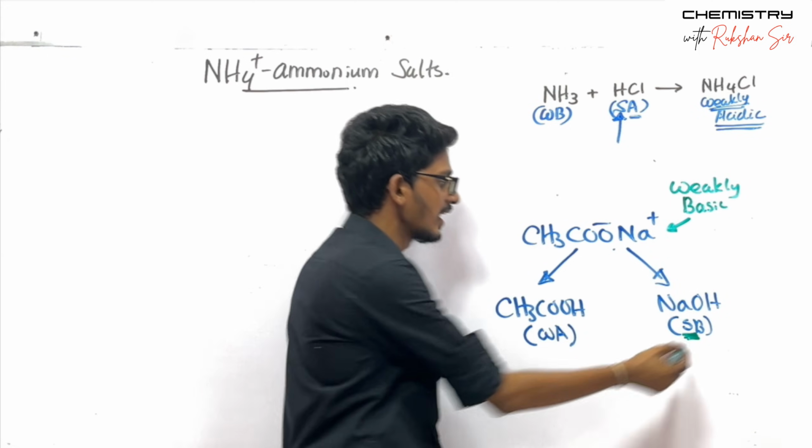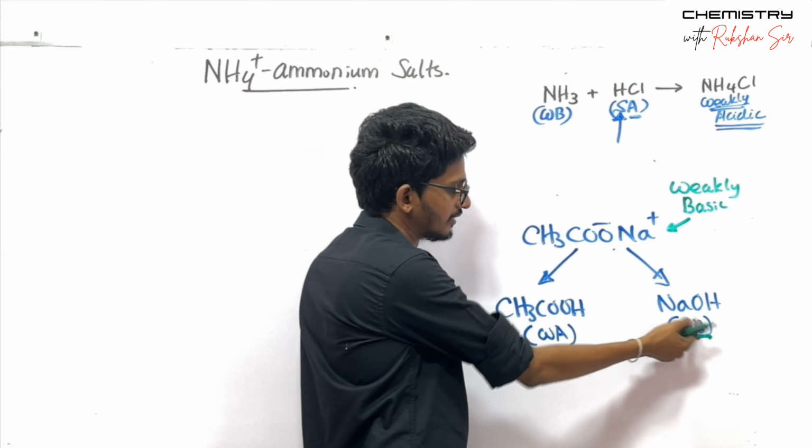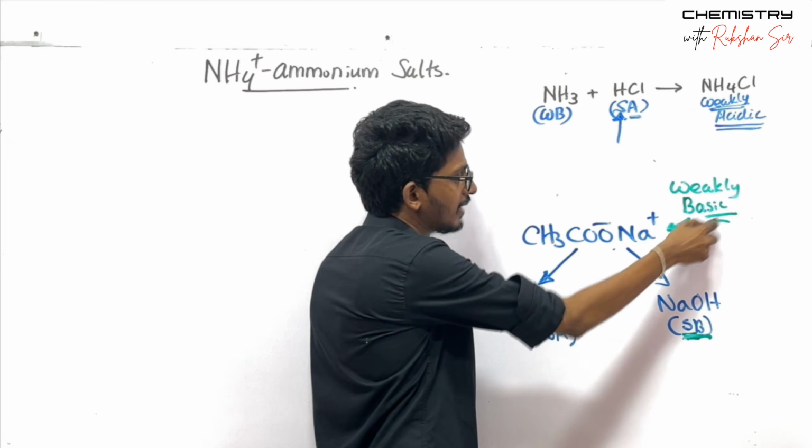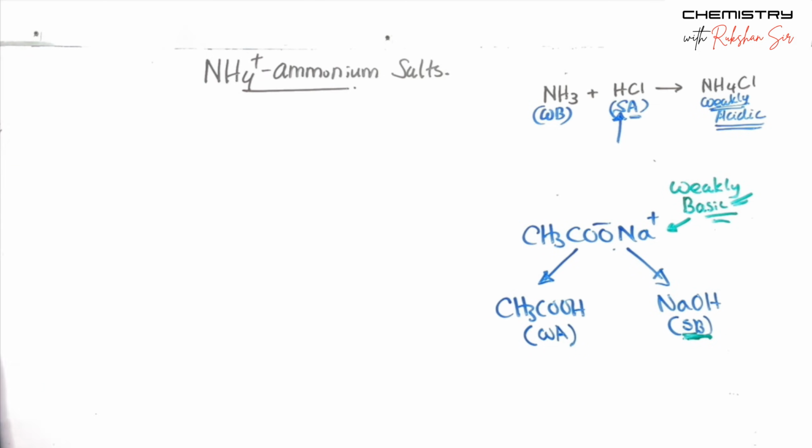Out of these two, the strong one is the base. So basic but weak. So that is how you are supposed to come up with the acidic basic nature of salts.